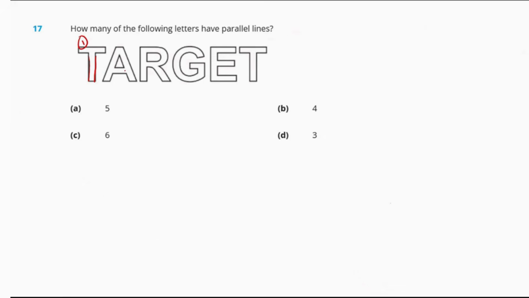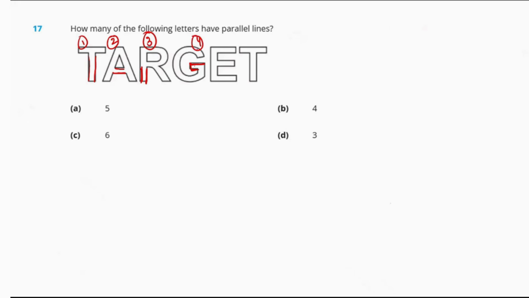Now next is A. Talking about A, we know that these two lines are parallel, right? We can clearly see. And why is that? It is because of the font of how A is written. So let's consider this as well. Now next is R. Talking about R, we can clearly see that these vertical lines are parallel to each other, right? So again, we will consider this. Now next is G. Talking about G, let's not consider that curve part, we will avoid it. Now talking about these lines, we can clearly see that they are parallel to each other, right? So we will consider this also.